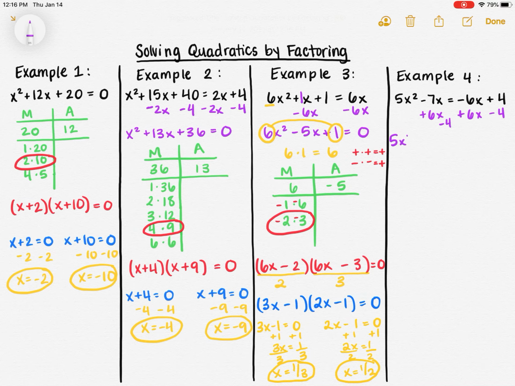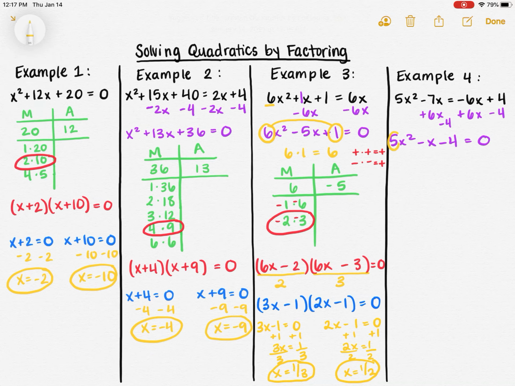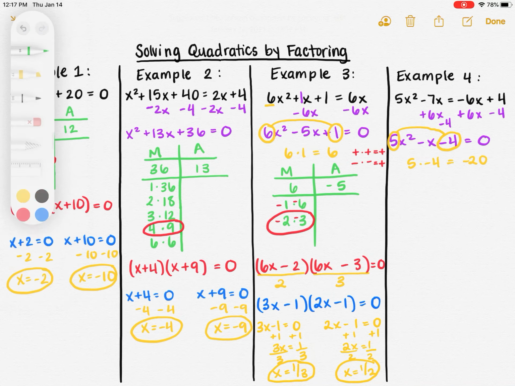So now I have 5x squared. The negative 7x plus 6x gives me negative 1x. And then the minus 4 is over here now, and then we have it equal to 0. Now, once again, I've got a coefficient in the front, 5. So my next step, can't forget, is to multiply the first and last number. So 5 times negative 4 gives me negative 20. So that means I'm going to be multiplying to negative 20 and adding to negative 1.